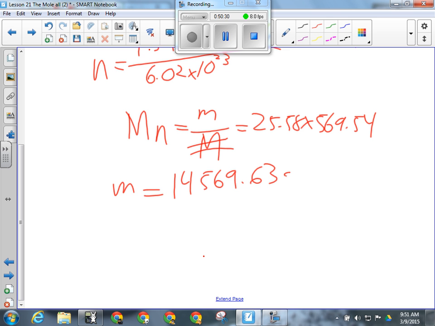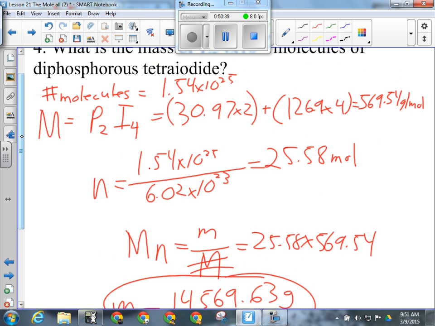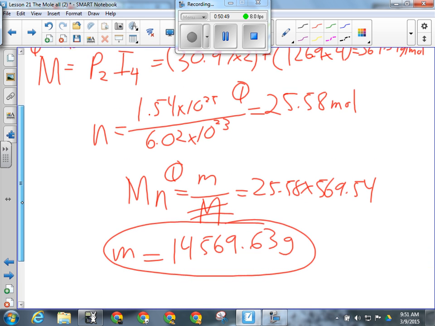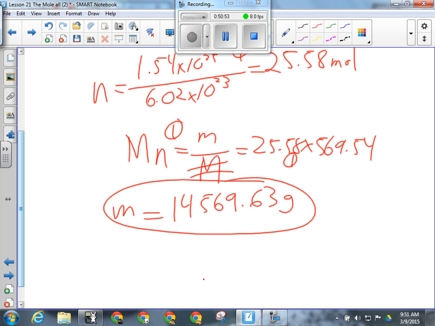Okay, this would be a 5-mark question. Here's why. You have a manipulation in this one you didn't have in the last one. So you'd get a mark for your givens, right? You would get a mark for calculating the number of moles. You'd get a mark for manipulating the equation, all right? And you'd get a mark for plugging in your numbers, and a mark for your answer, 5 marks. Because that one's got the most steps.